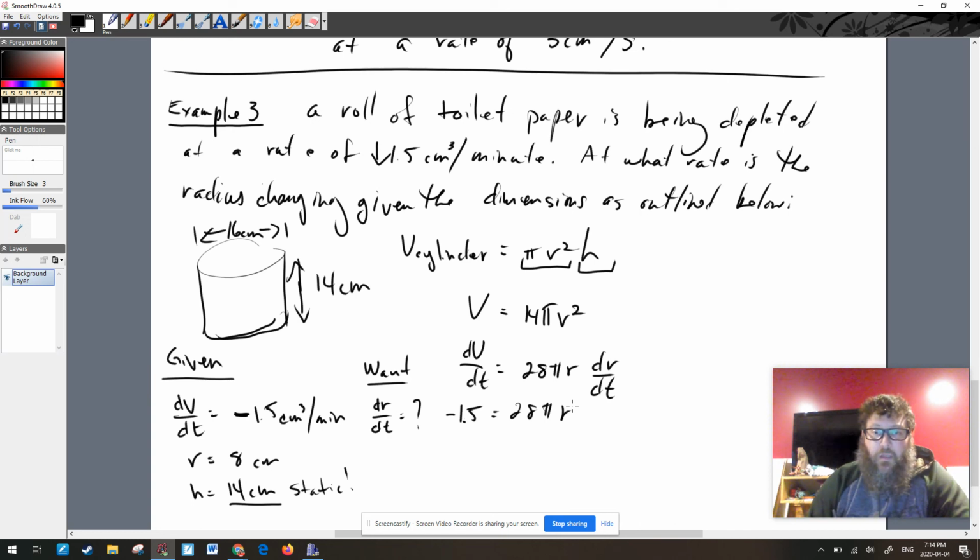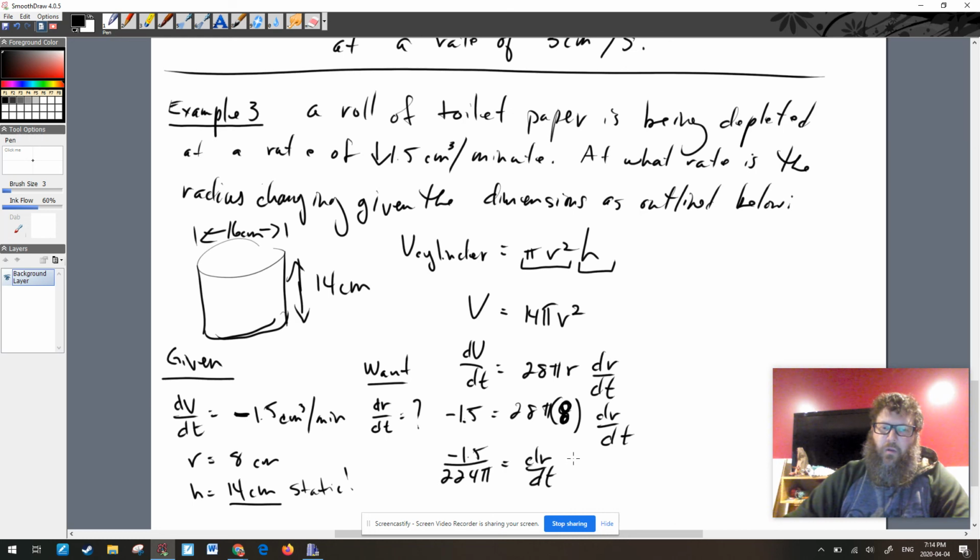Oh, well, now wait a second. This is our snapshot, so I can actually put in my radius. My radius is exactly 8, dr by dt. And then we can solve. So that's going to be 160 and 64 is 224. So I'm going to divide both sides by 224 pi. So we're going to have negative 1.5 over 224 pi is equal to dr by dt.